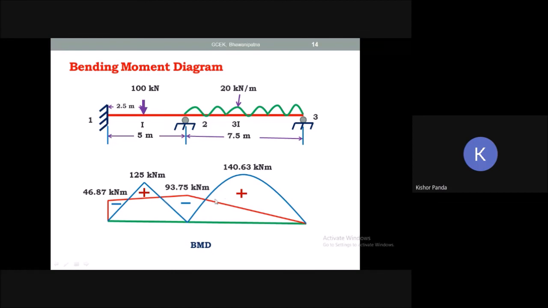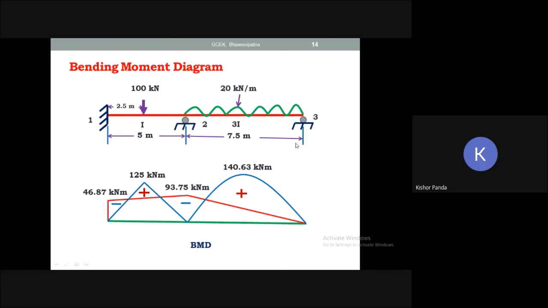Then you have to draw the shear force diagram. So for shear force you have to take individually span 1, 2 and individually span 2, 3. And you have to take the external loading and the moment, and you have to find out first the reaction. Then after getting the reactions R1, R2 and R3, you have to find out the shear force at different positions. Then after knowing the shear force at different positions, you can draw the shear force diagram.